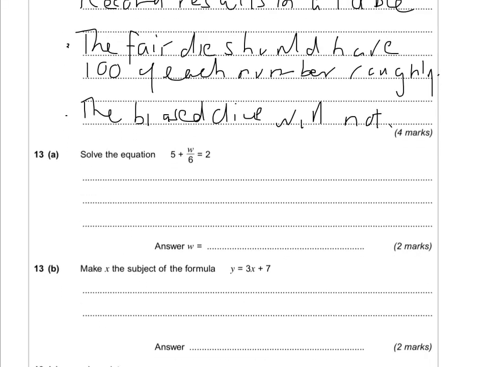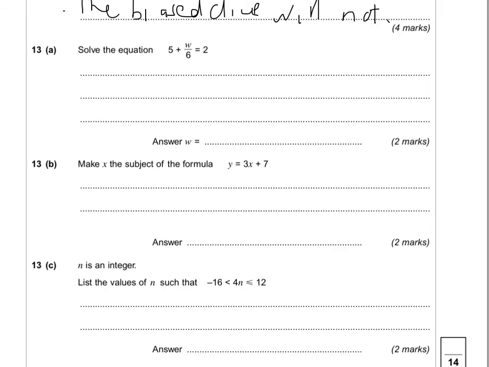Okay, question 13, solving an equation. Now when you're solving an equation like this, the problem bit is the fraction bit here. There's a couple of ways you could do it, so I'll show you both ways. When there's just one fraction like that, what you can actually do is just take 5 from both sides, to get rid of the plus 5 at the start.